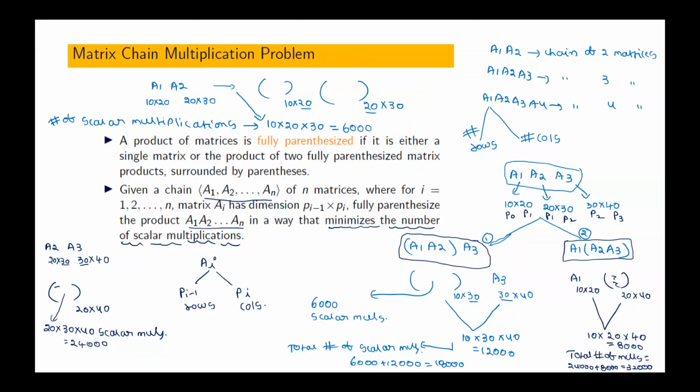A1 to An product. For example, if we are given three matrices, we have two different ways of finding the product. Similarly, how many different ways are there if we are given four matrices? A1, A2, A3, A4, say 10 by 20, 20 by 30, 30 by 40, 40 by 50. Don't worry about this. Now, how many different ways can we find this product A1, A2, A3, A4?